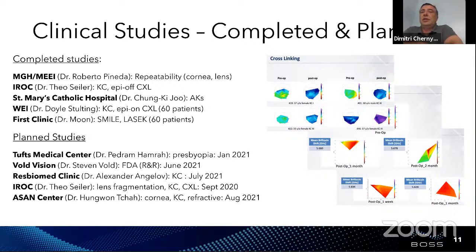These are some of the sites that are either already online or about to get online using the actual BOSS instrument rather than the prototype system. So I'm hoping in the next 6 to 12 months, we'll have a lot more data to share with you using the actual commercial version of the machine.